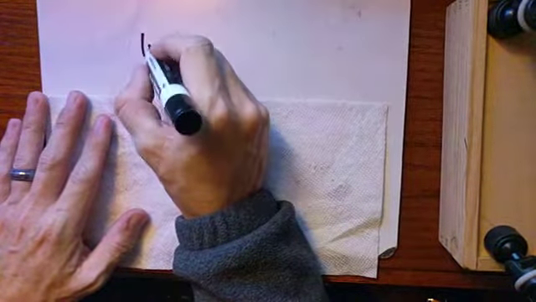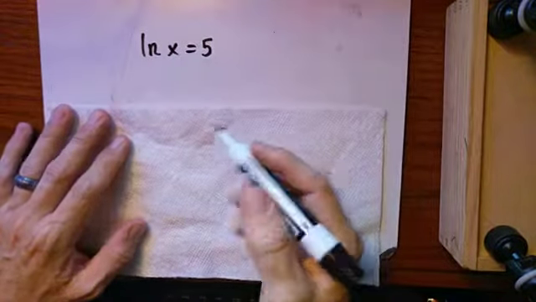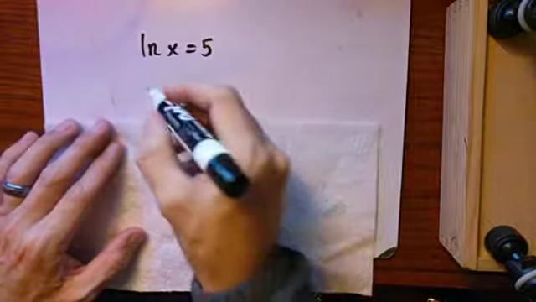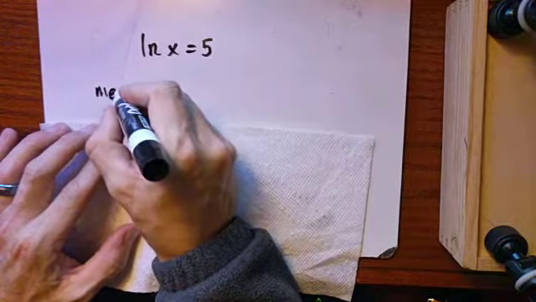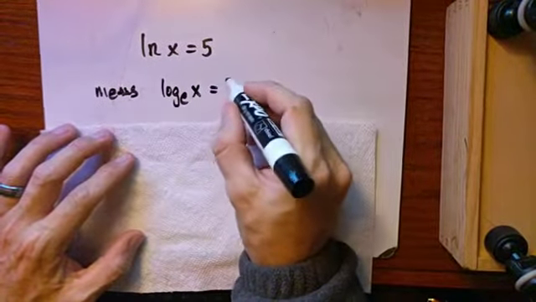So let's say that we already have a logarithm equation, something like natural log of x equals 5. We want to figure out what x is. Remember that this natural log is a logarithm. This means log base e of x equals 5.